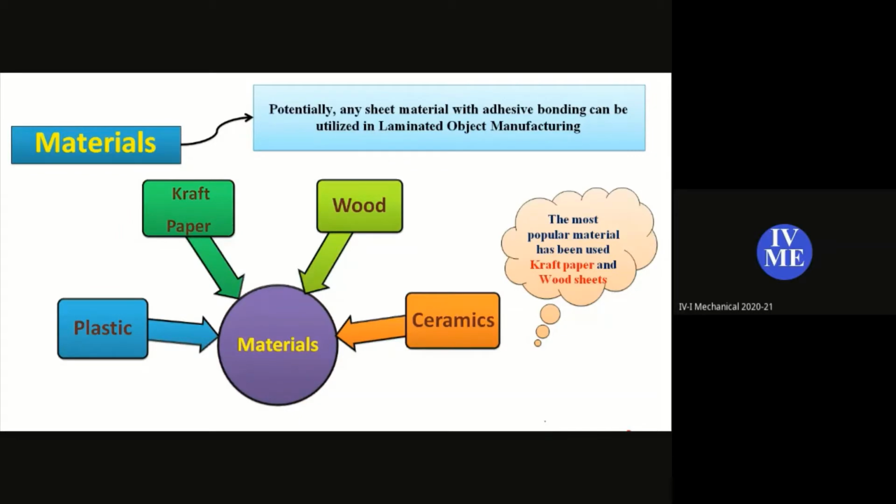and wood sheets. So any type of sheet material which has an adhesive nature, glue and binding themselves, can be used. For example, plastics, craft papers, wood, and ceramics. But most of the machines are compatible with craft papers and wood sheets. So these are the materials used in the machine.